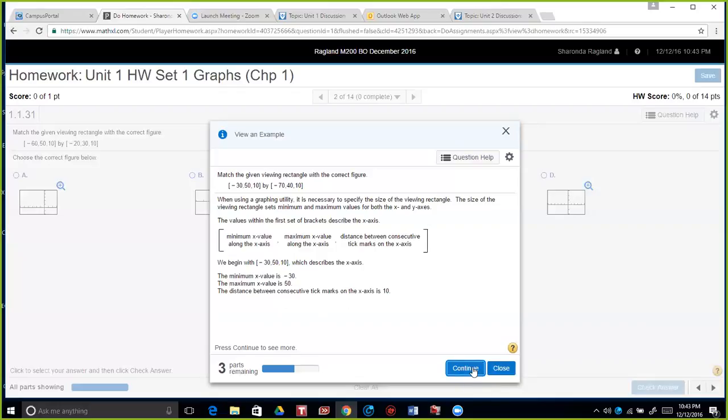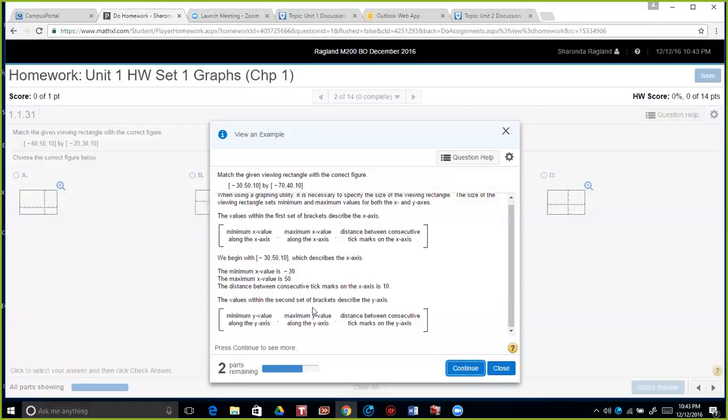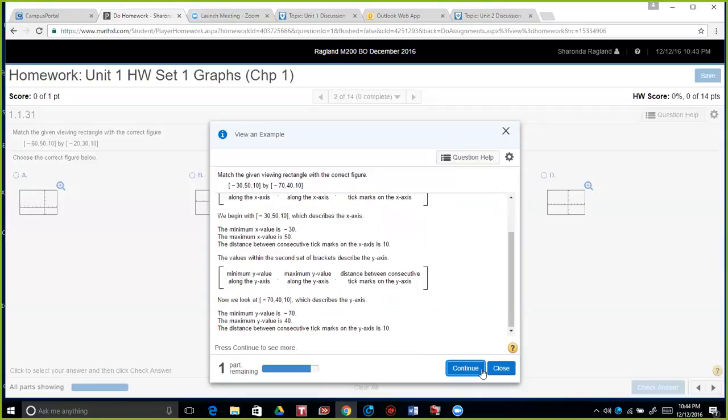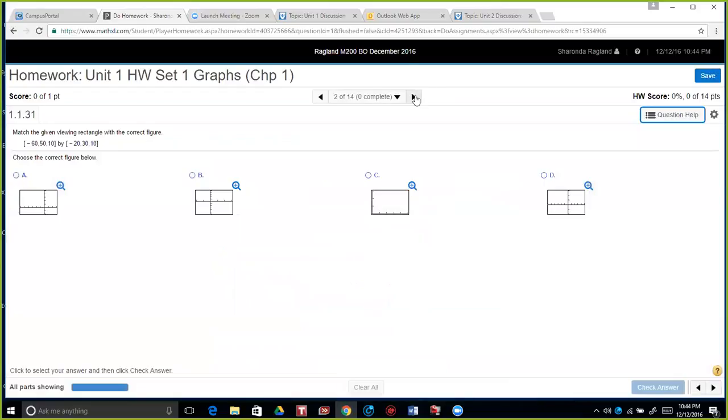So if we continue, they'll tell you what the second set of brackets describes. That's dealing with the y-axis. So the minimum y value along the y-axis, the maximum y value along the y-axis, and then the distance between the consecutive tick marks on the y-axis. And so that gives you better details on how to match the given numbers with the graph. So that's what you do. When you're not sure, you go to the help question.